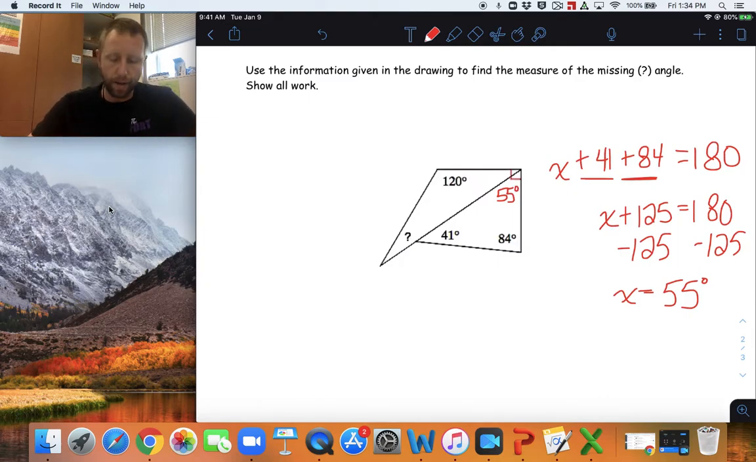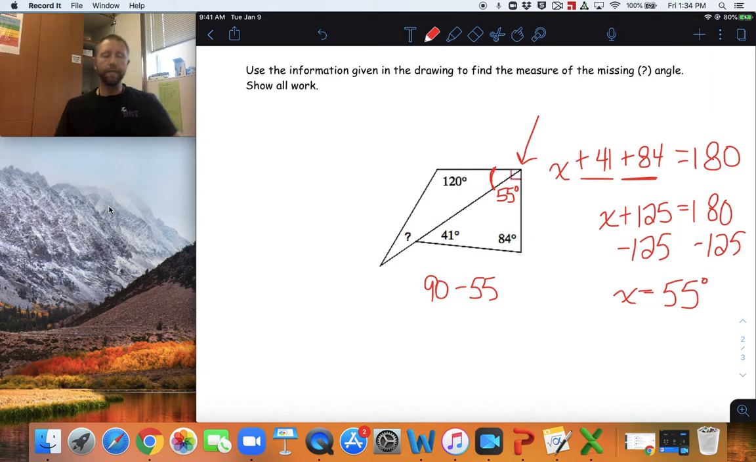Now, why does that help us? Well, because of this symbol right here on the corner. What's that symbol telling us? It's telling us that that angle is 90 degrees. So these angles together have to equal 90 degrees, and I already know that one of them is 55 degrees. That's what I just solved for. So to get the other one, to get this angle, all I have to do is 90 minus 55. And 90 minus 55 is 35 degrees. So now I can solve for the question mark, because that triangle now only has one missing angle, and it's the question mark.